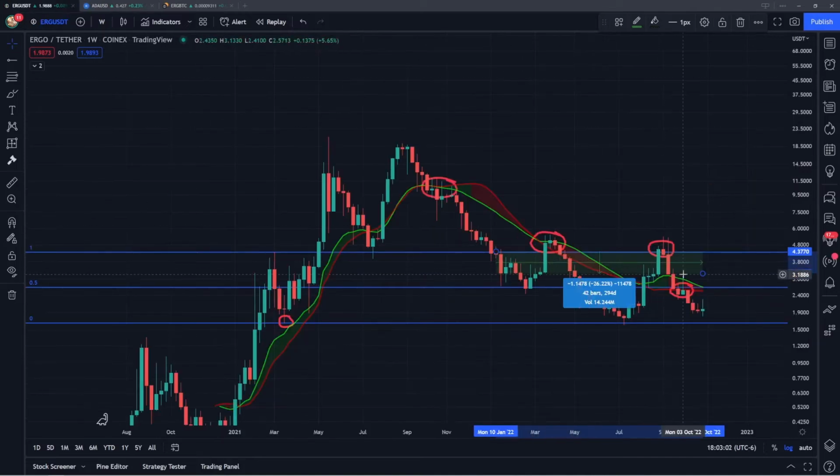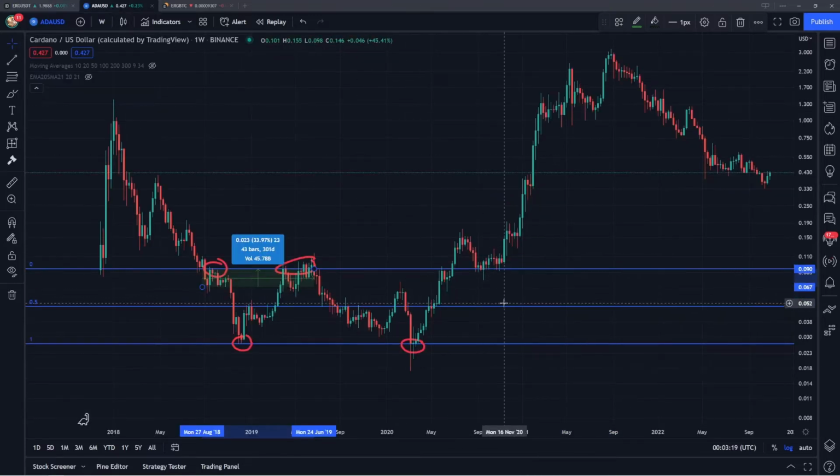And if we look back here to Ergo, that's essentially what's exactly happened. We've come back down, we rejected off the highs, we're back down below the middle of the range, and we're just in this longer term zone between strong support at $1.65 and strong resistance at $4.30. So my point I'm trying to illustrate here is we can't really look at a longer term confirmed direction until we have a significant breakout.